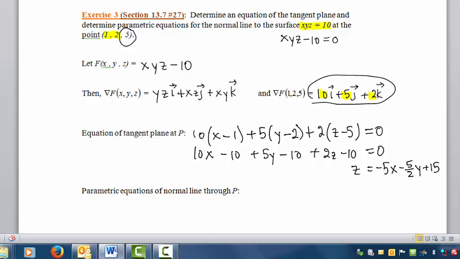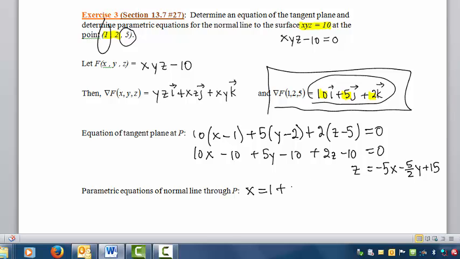Notice again with these coefficients, with this normal vector, here we have the vector, as I said before, that is normal to the surface and to the tangent plane. The line that passes through this vector, the normal line, has parametric equations. x equals the x-coordinate 1 plus the coefficient 10 times t, y equals 2 plus 5t, z equals 5 plus 2t.